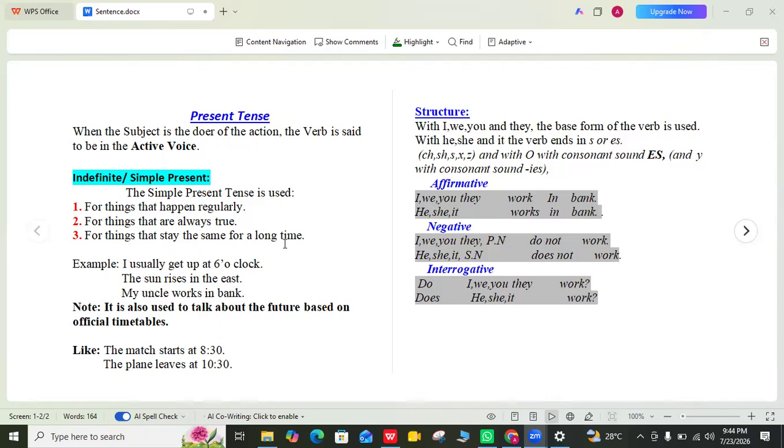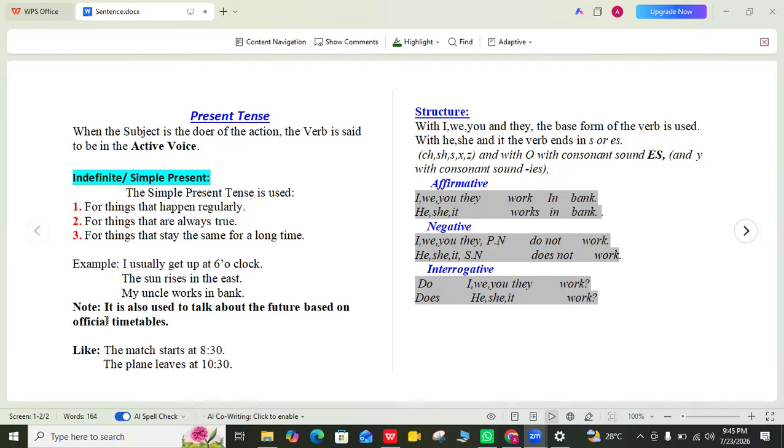Like my uncle works in a bank, it means that he has been working over there for a long time. So this is how present indefinite is used in these three cases when you are writing something or if you have to say something. If your conversation or your writing fulfills this requirement of simple present definitions, you will use these sentences.